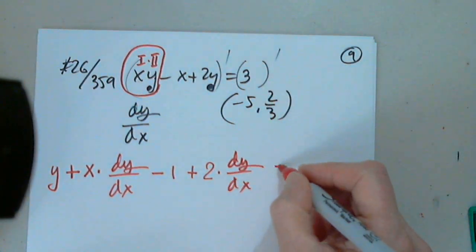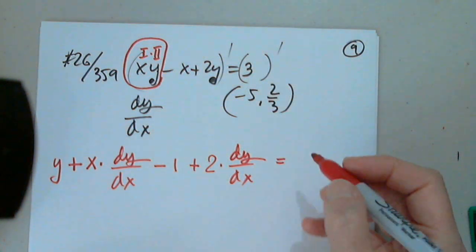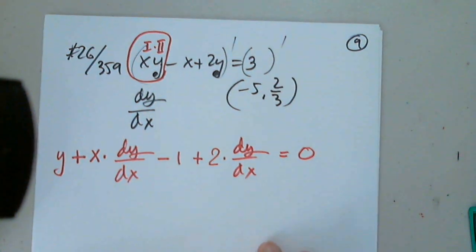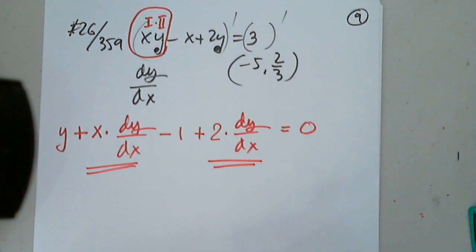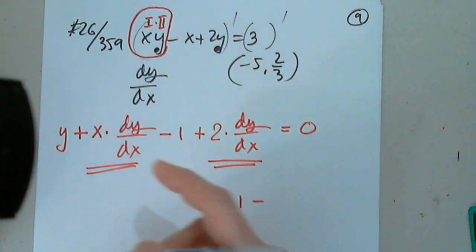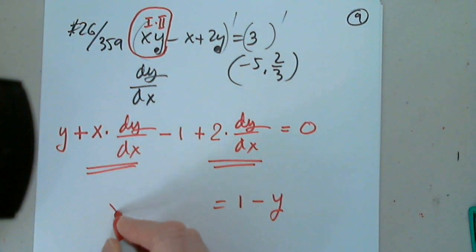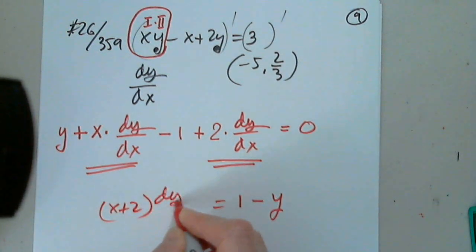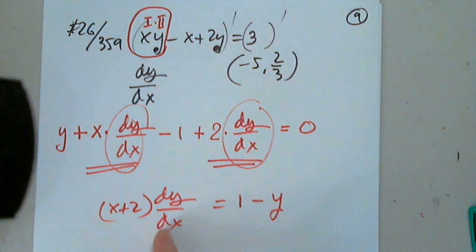And I differentiate the right-hand side and I get 0. Perfect. So I see that these two have the variable. These two have to go to the other side. Positive 1 minus y. And here I have to factor out, so it's x plus 2 dy over dx. I cannot combine them, so I have to factor out the derivative.